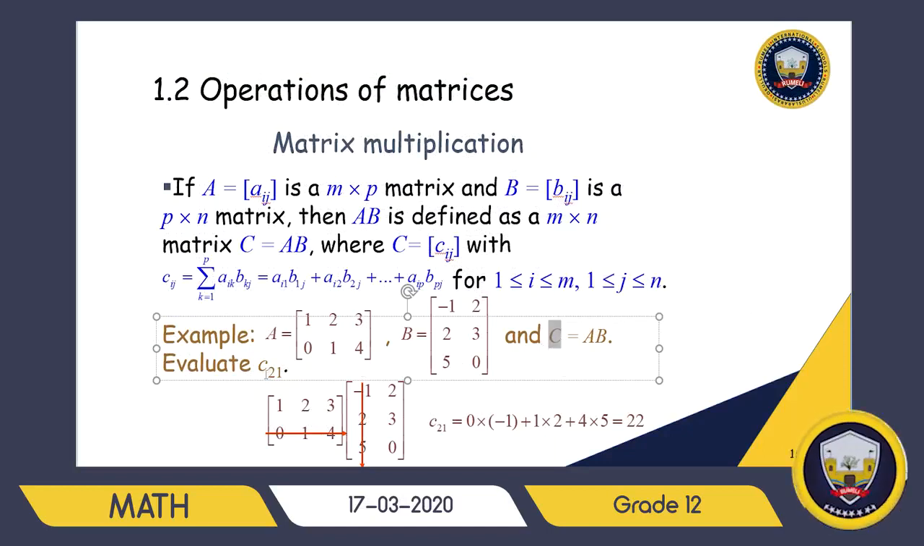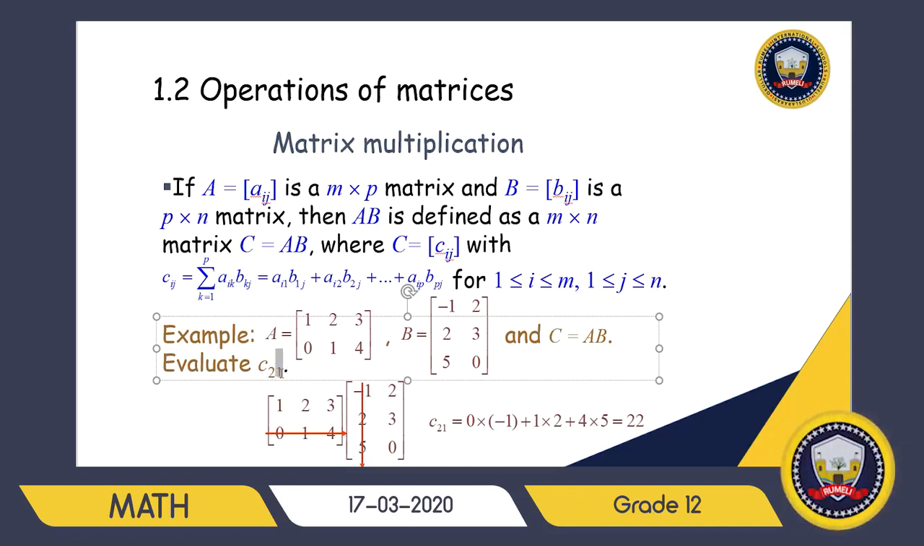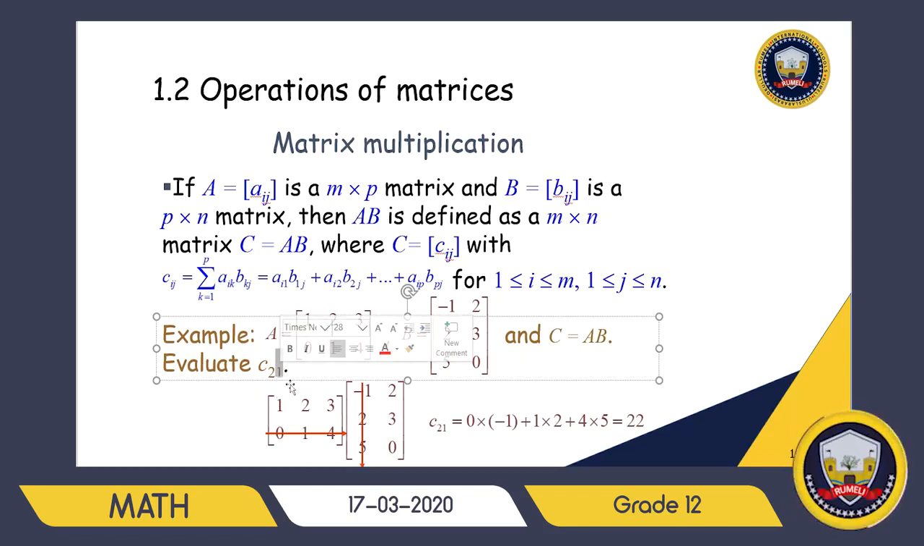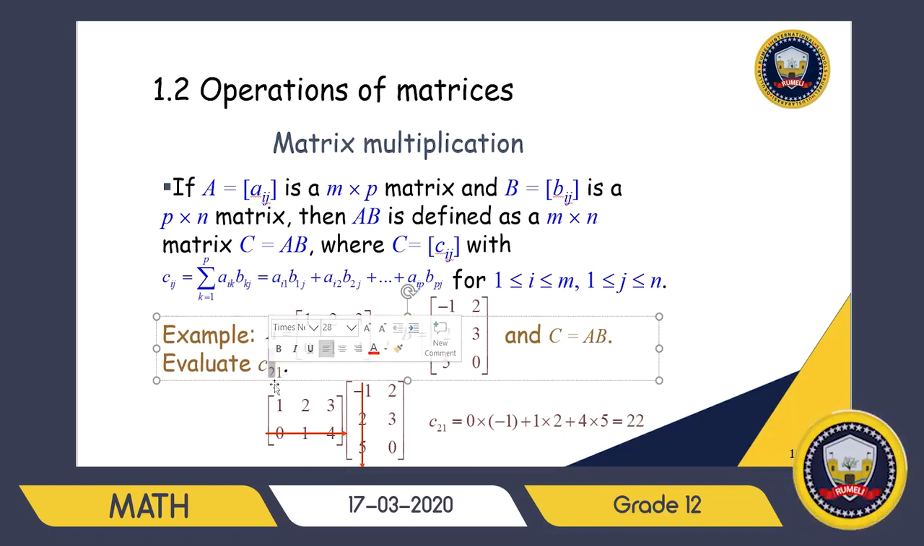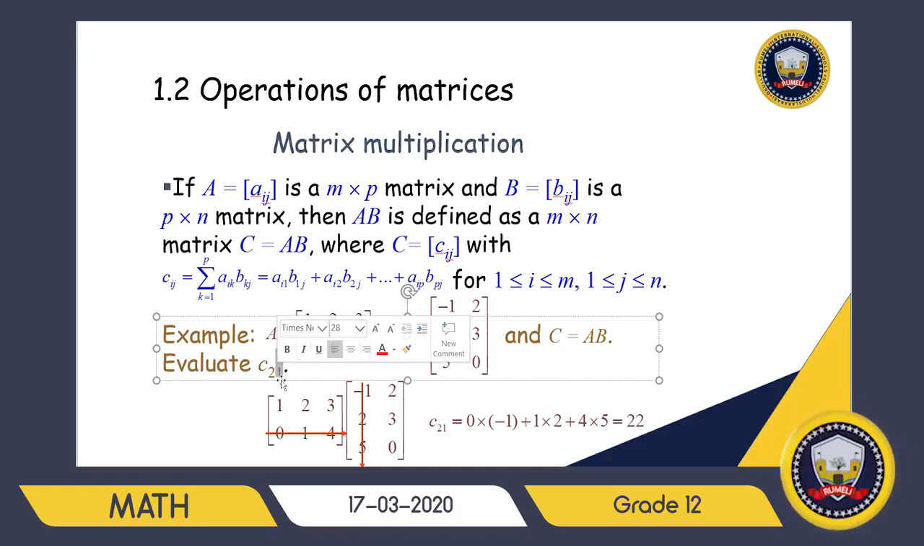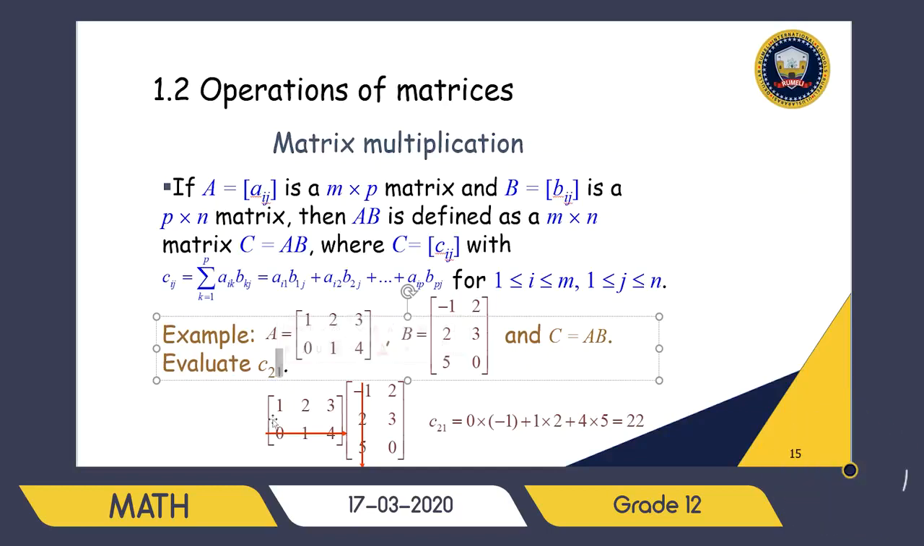Let's start by taking the element C21. 2 represents the number of the row and 1 represents the number of the column. So in this case for C21, we would go to the matrix A and take the second row, and we would go to the second matrix, which is B, and take the first column. So second row from A, first column from B.